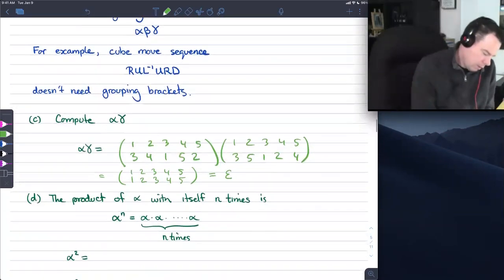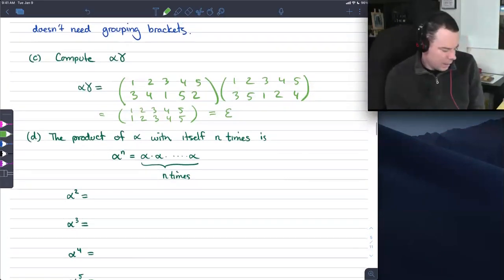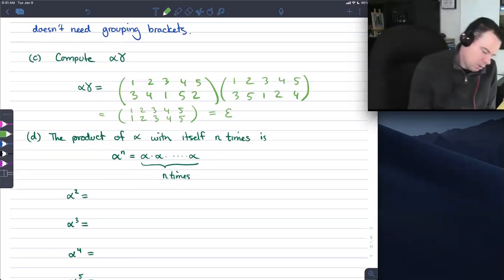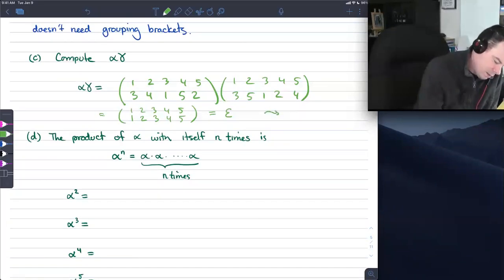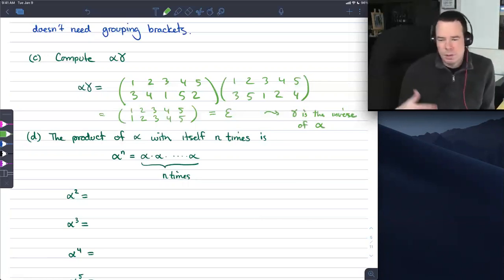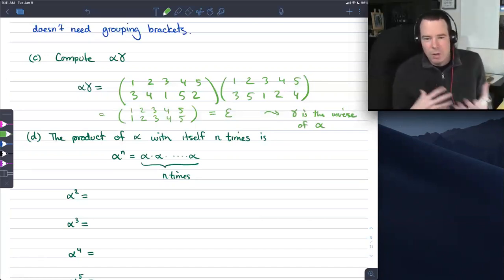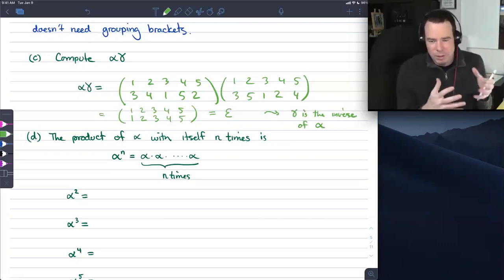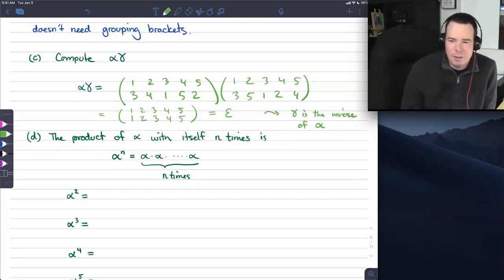Okay, so that told us that alpha gamma is the identity. So we would say things like gamma is the inverse of alpha. Because if I was to do an alpha move, so start with a solved state puzzle, let's say, do an alpha permutation on it, and then do a gamma permutation on it, I get back to the solved state. So gamma effectively just undid whatever alpha did. So they are inverses of each other.